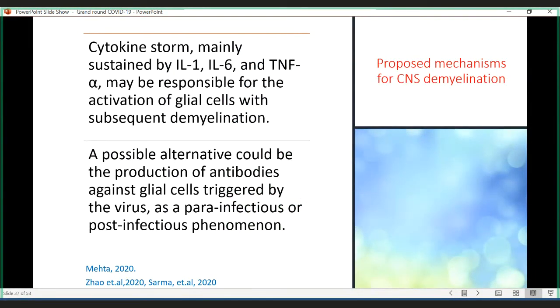So they proposed two mechanisms for the possibility of CNS demyelination, either the cytokine storm or antibody production against the glial cells, which could be a para-infectious or post-infectious phenomenon.